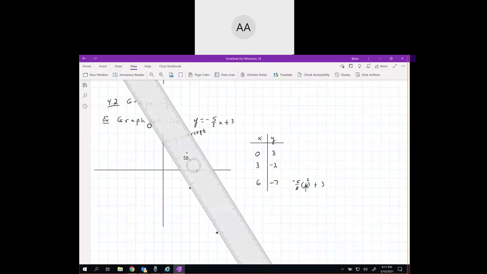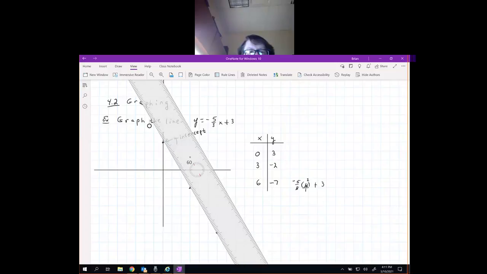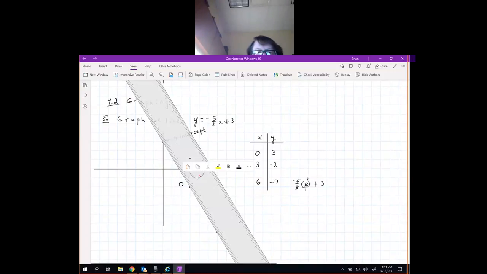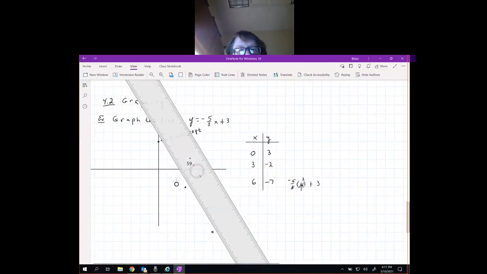A little bit off. There we go. And they look like they line up. Let me push it over just a smidgen, or maybe move my graph back a little bit, so my line will fit in there.